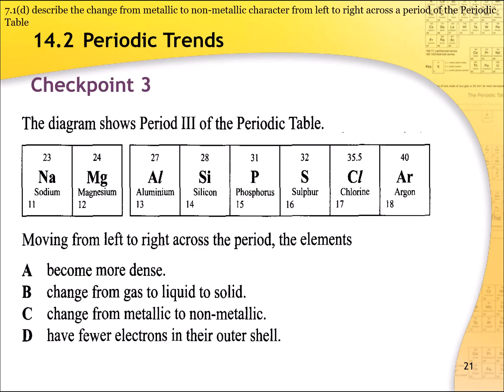Okay, next checkpoint. The diagram shows period 3 of the periodic table. Moving from left to right across the period, the elements, what do you think is the option? A, B, C, or D? Answer is obviously C. This is a very common question, make sure you know. Elements change from metallic to non-metallic across the period. Sodium, magnesium, and aluminum are metals, and then it changes towards the other side. Silicon onward is a non-metal.